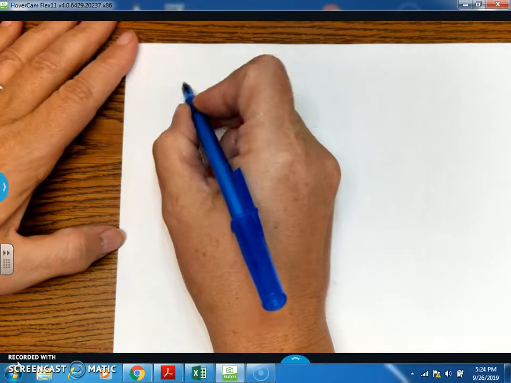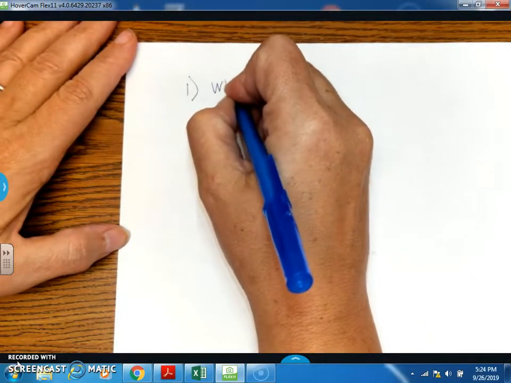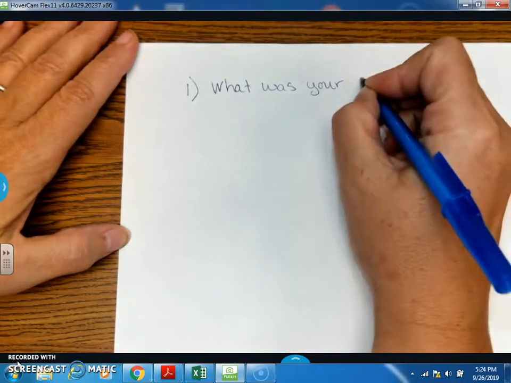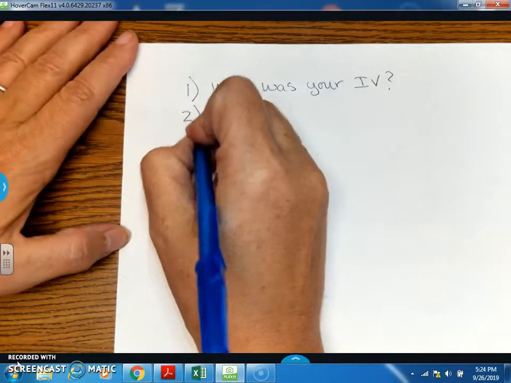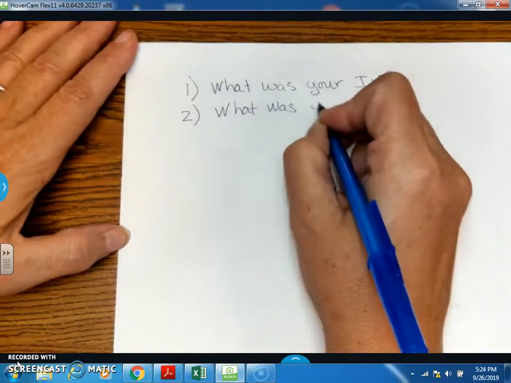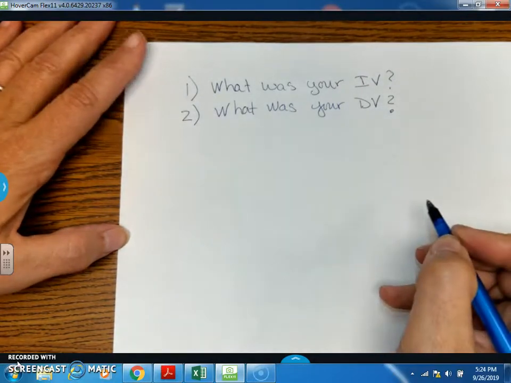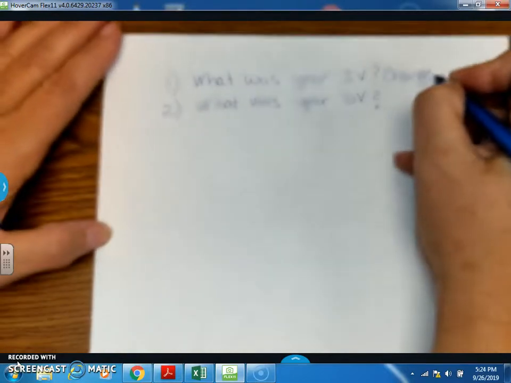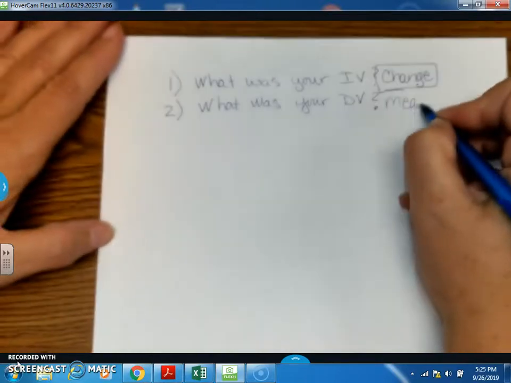So you should already know this by now, but the first thing you need to determine, what was your independent variable? What was your dependent variable? Remember, your IV is what you change, and your DV is what you measure.